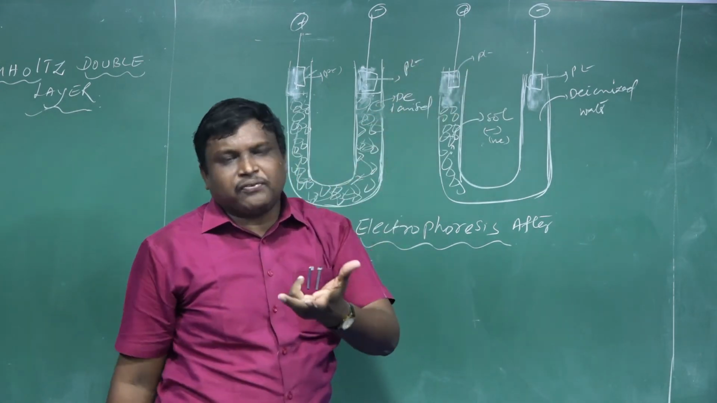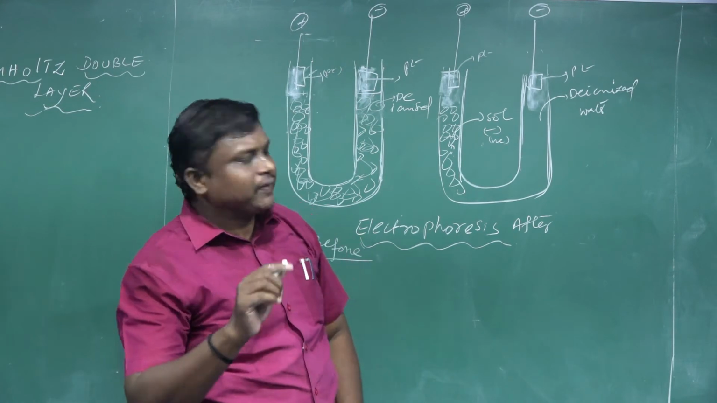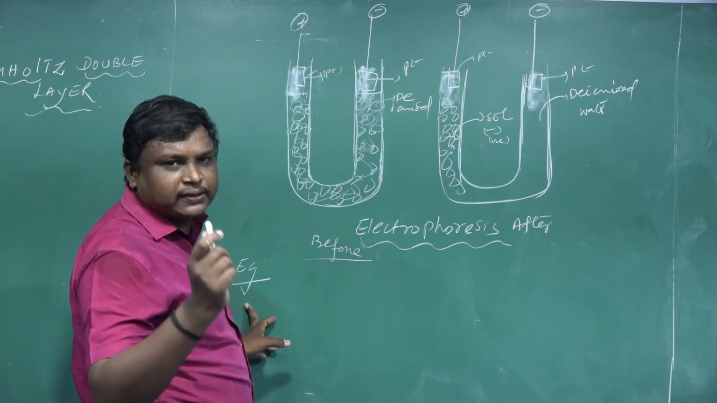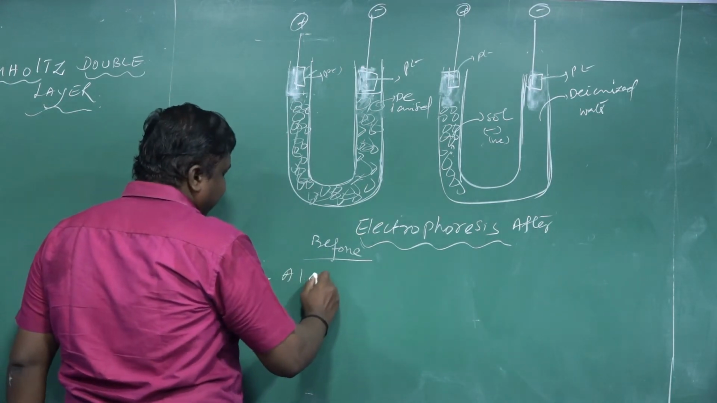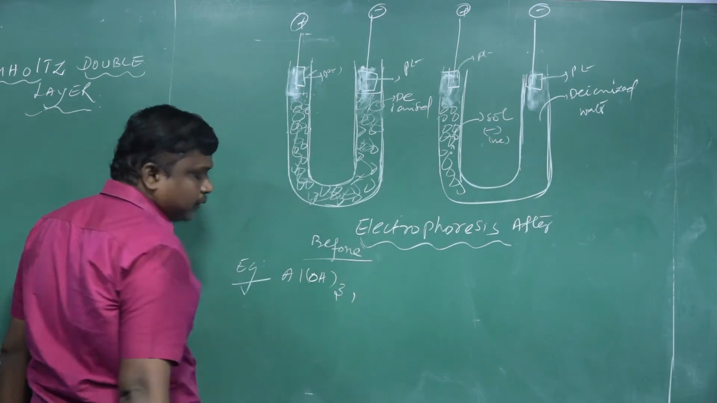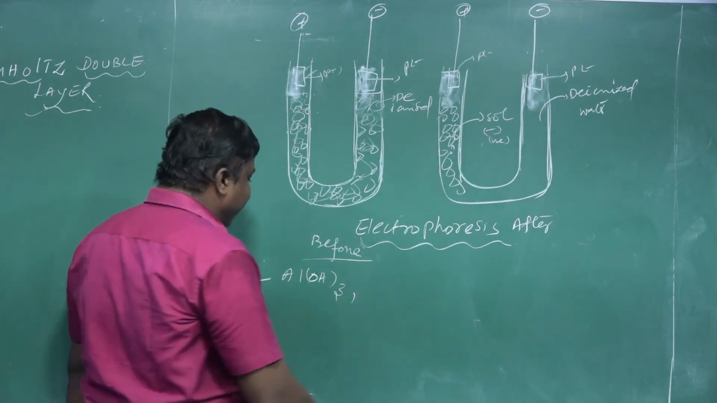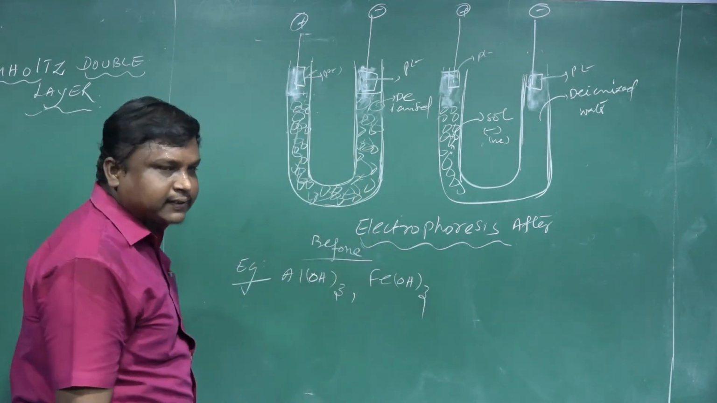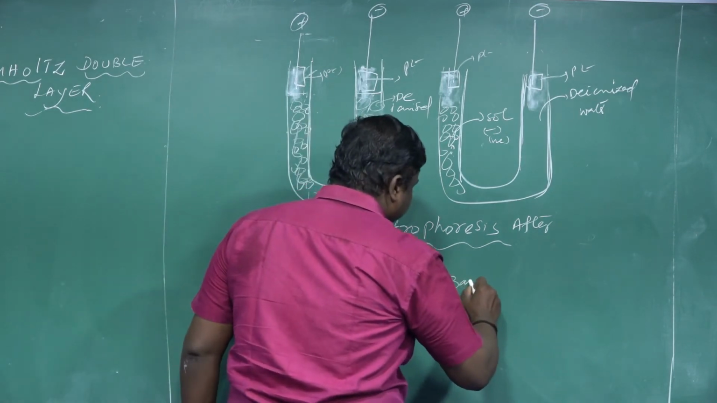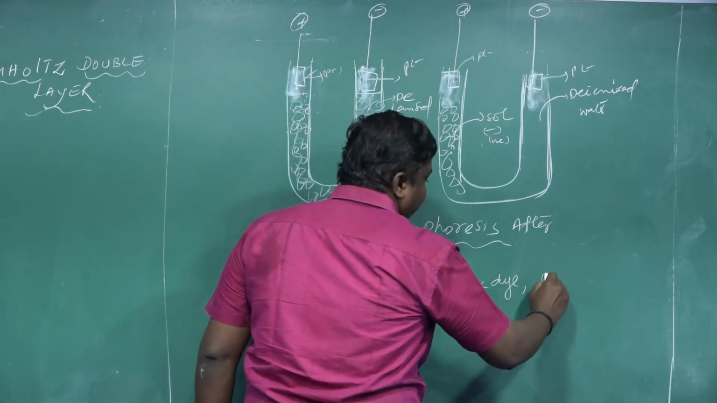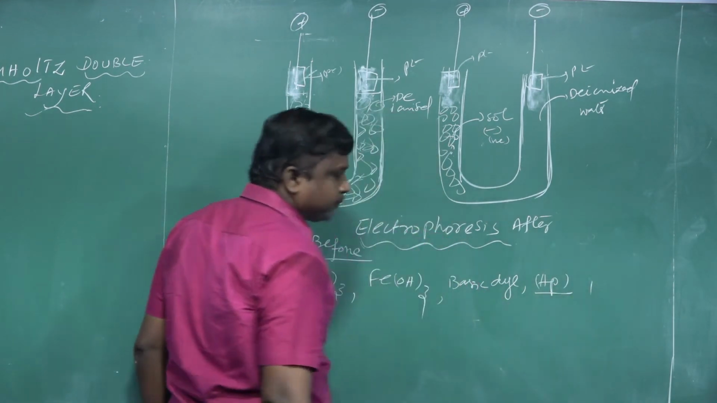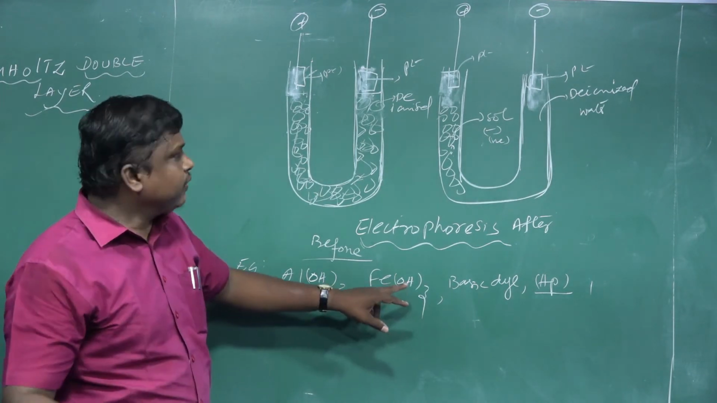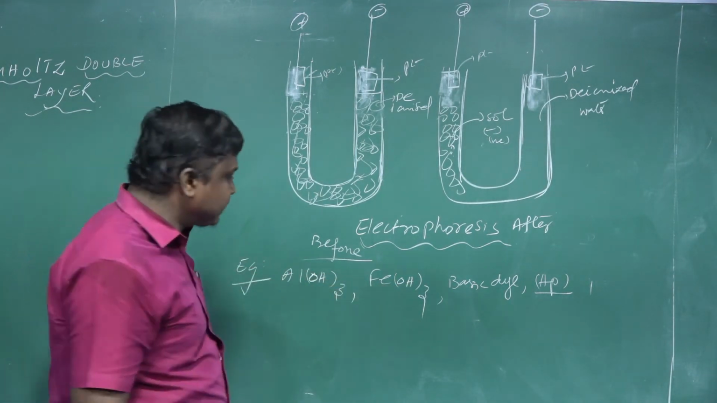There are two types of sol particle charge, positive charge and negative charge. Examples of positive sols: aluminum hydroxide, ferric hydroxide, basic dye, and last one, hemoglobin. These are examples of positive sols.